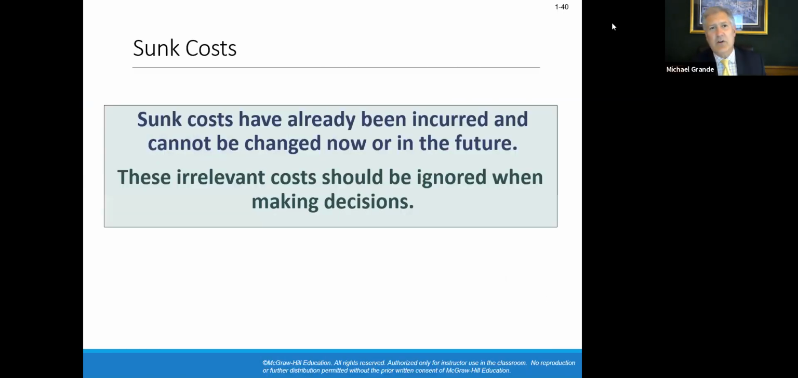What is a sunk cost? Sunk costs have already been incurred and cannot be changed now or in the future. These irrelevant costs should be ignored when making decisions. Sunk costs are something that happened in the past. You can't do anything about it.